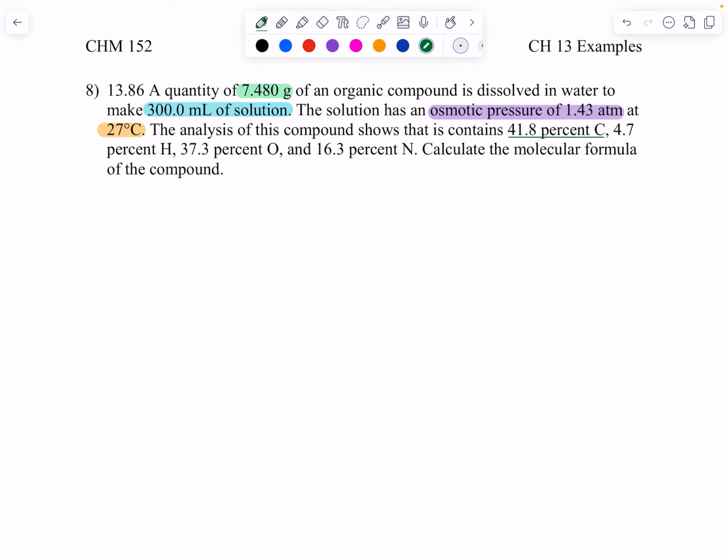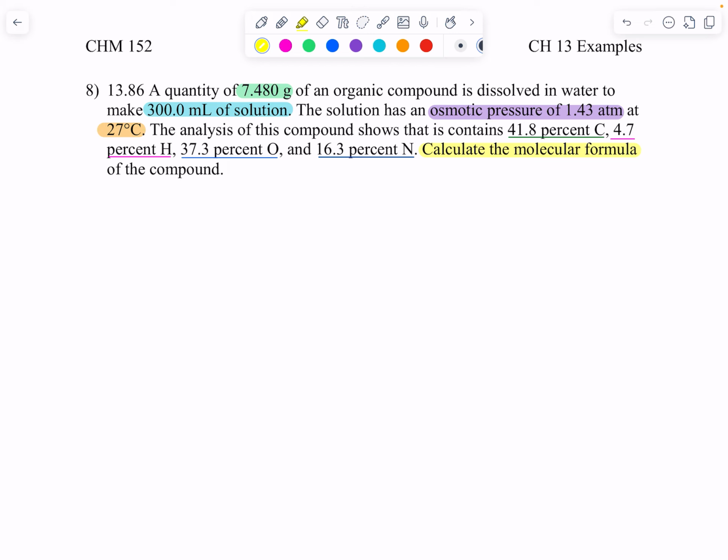41.8% carbon, 4.7% hydrogen, 37.3% oxygen, and 16.3% nitrogen. We're going to calculate the molecular formula of the compound. All right, so this is an in-depth problem.